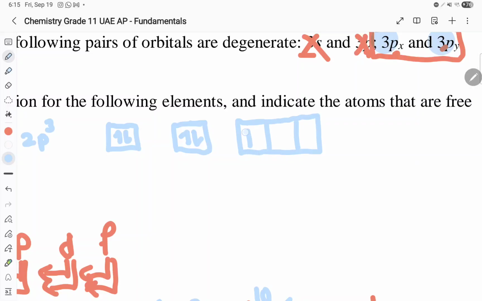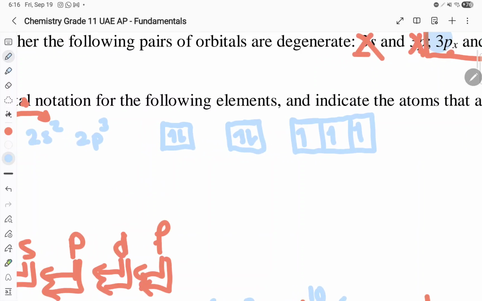So it is up, up, up. Now, you're gonna say, why did you do 3 ups? Why didn't you do up, down, then up, and whatever? Because there's a principle called Pauli. Pauli is a different law. I'll tell you all 3 laws now.